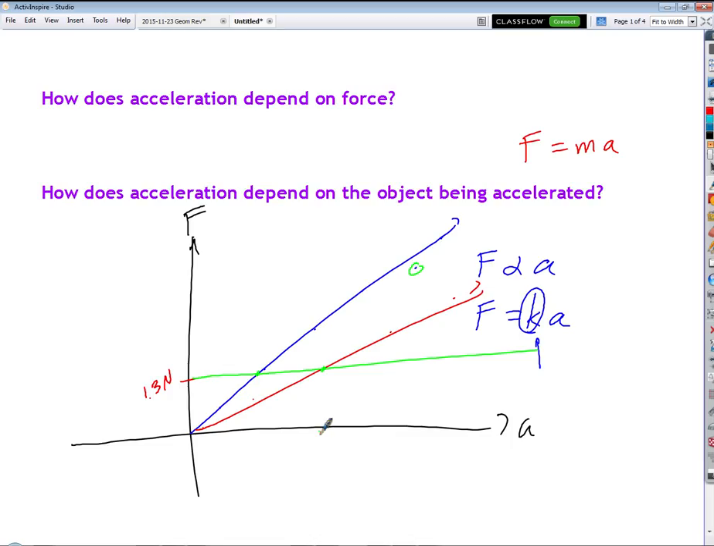Doesn't it, right? So then I ask again, how does acceleration depend on the object being accelerated? I'm going to get more acceleration for what kind of object? Smaller, meaning smaller mass, right? Okay, so let's go back to our previous question, I asked this a bunch of times. We talked about a bowling ball and a marble made of the same materials. If I drop them, they hit the ground at the same time, right?